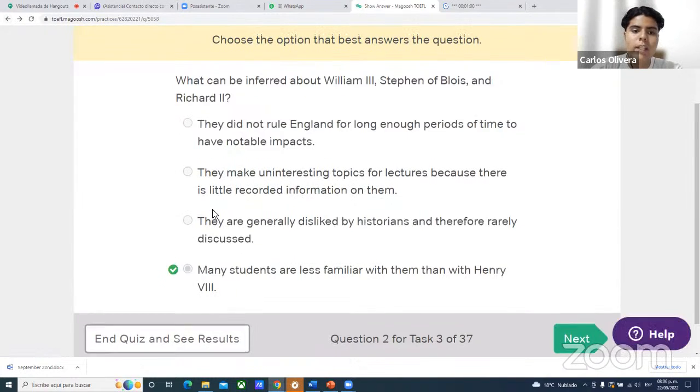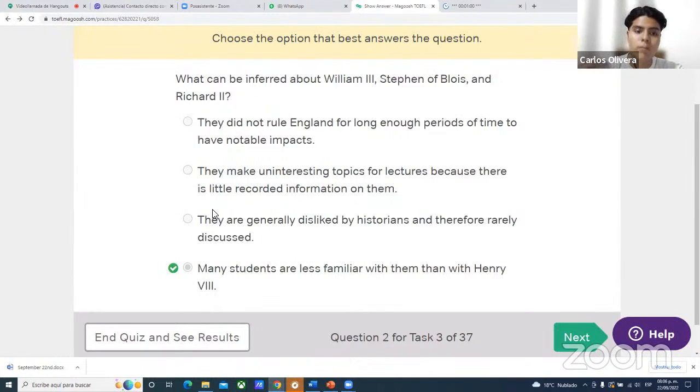This was correct, as I told you. What can be inferred about William III, Stephen of Blois, and Richard II? As I told you, the only correct inference about these people was that they were less familiar than Henry VIII. That is to say, people did not know very much about these fellows. And the other reason why you can infer that is because the student says they are certainly less famous than Henry, because even in history classes, we do not talk about these characters as we do in the case of Henry, right?